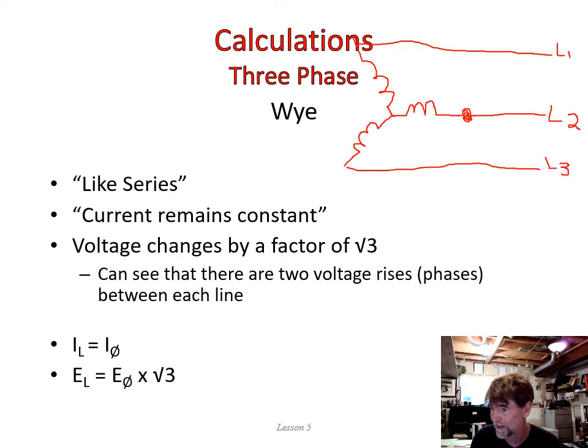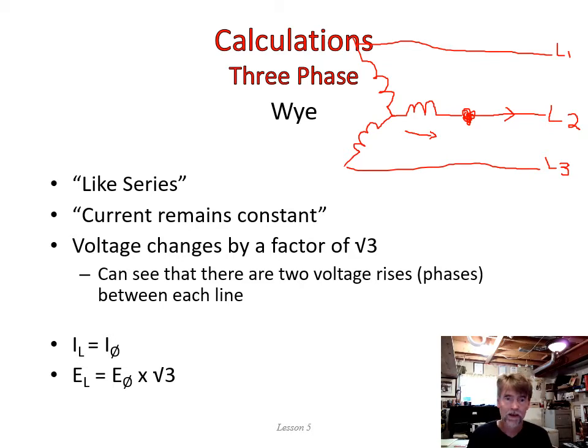So if we look at this dot that I drew here, it makes perfect sense that the current we measure in the phase, the amount of current flowing through this coil, and the amount of current we measure out here on the line must be the same, because that's a connection point, but it's not a node. There's nowhere else for the current to go. So it must be the same. Okay, now it's the voltage that changes.